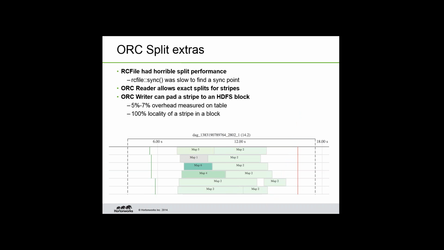For an ORC split extract: the RC file has horrible split performance, since it is a columnar format, and the ORC reader also allows extracting the splits for the stripes. The ORC writer can also pad a stripe to an HDFS block. There is an actual 5% to 7% overhead measured on the table, and 100% locality could be available for a stripe in a particular block. You'll be checking in the hands-on how exactly ORC files handle query vectorization, and we'll also see what cost-based planning is available on ORC. So we'll be checking that.